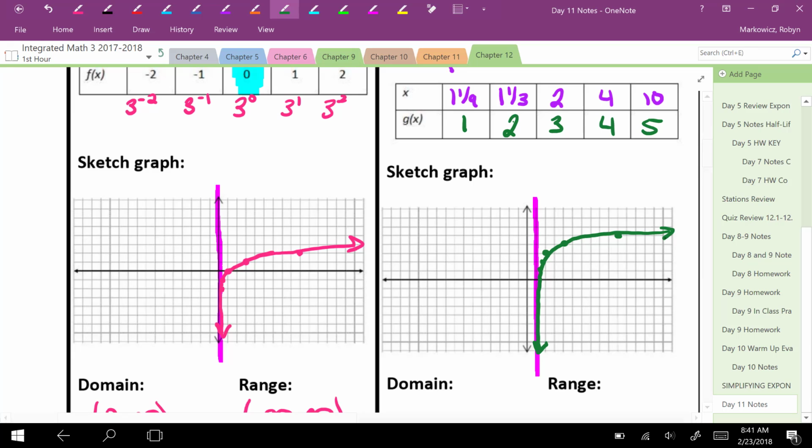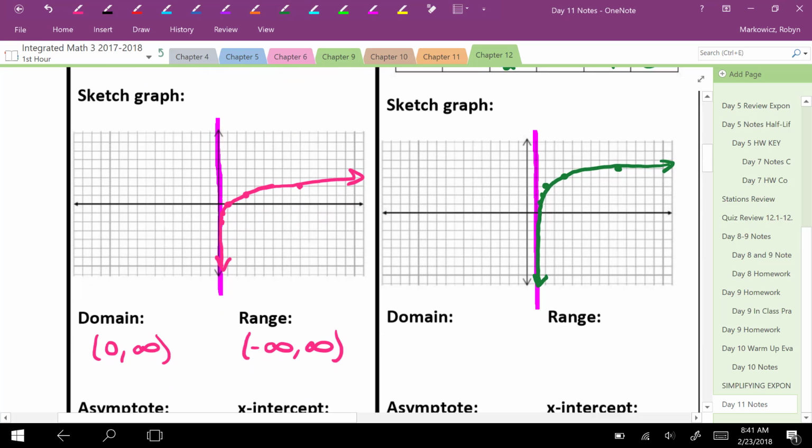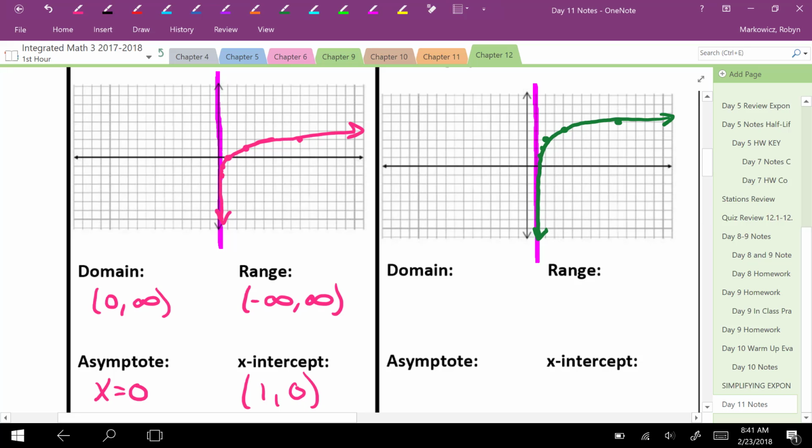Did I graph it right? Yes. What's my domain here? 1 to infinity. Good. You already told me the asymptote is x equals 1. Range is always all real numbers, negative infinity to infinity.